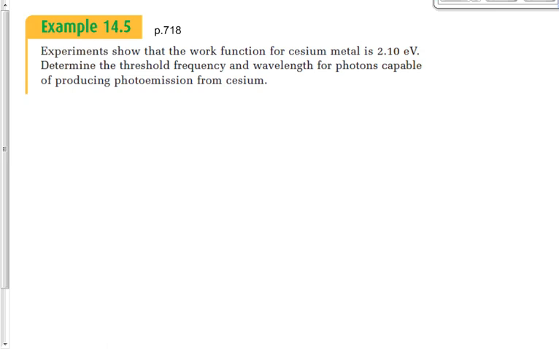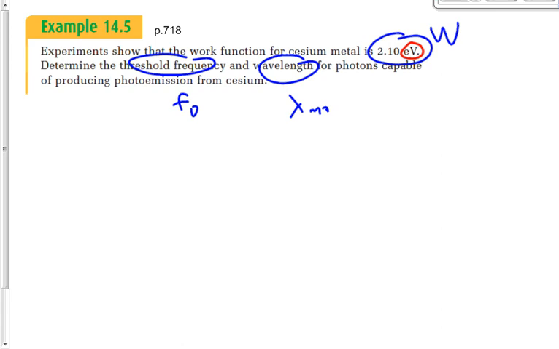So we might want to know what the threshold frequency is and the work function is. For cesium metal, 2.1 electron volts. We'll circle the electron volts because we don't normally like electron volts. Let's write that down as a W. The threshold frequency is what we're looking for, and we're looking for the threshold wavelength as well. So we're going to call that lambda max.